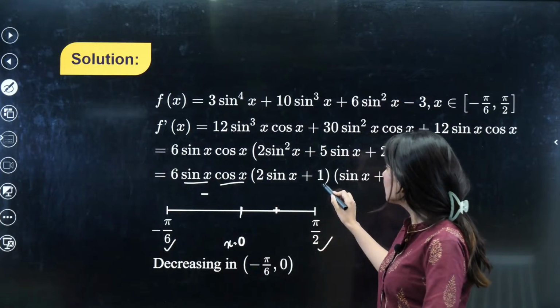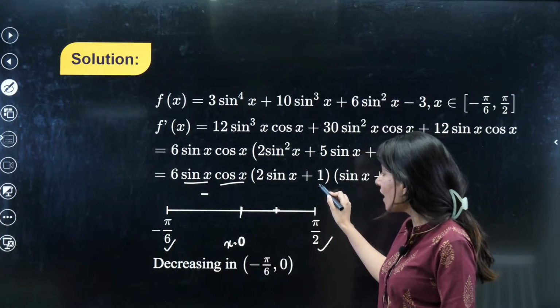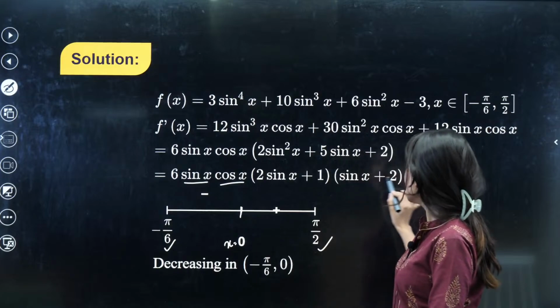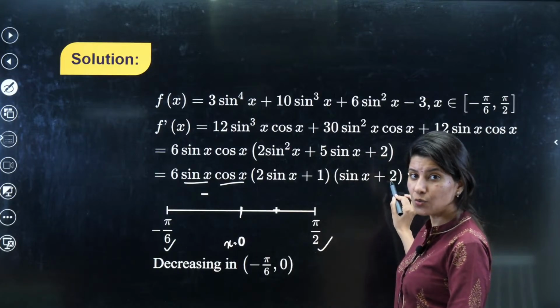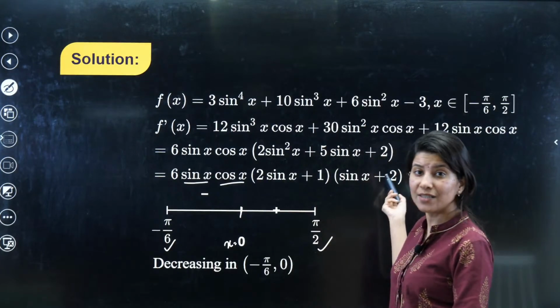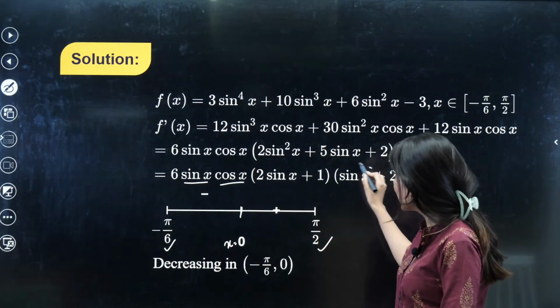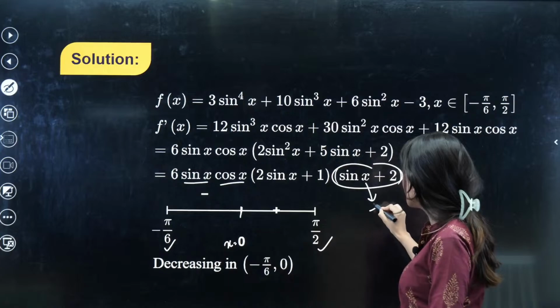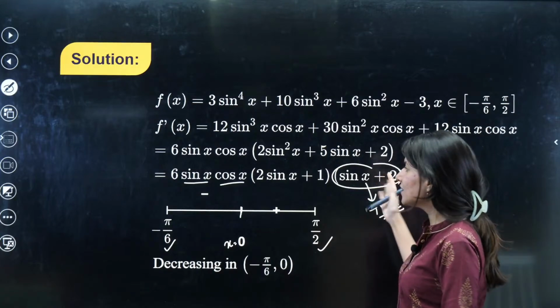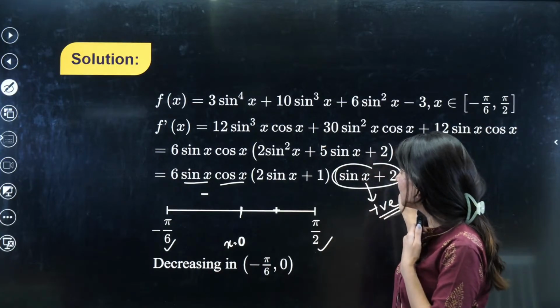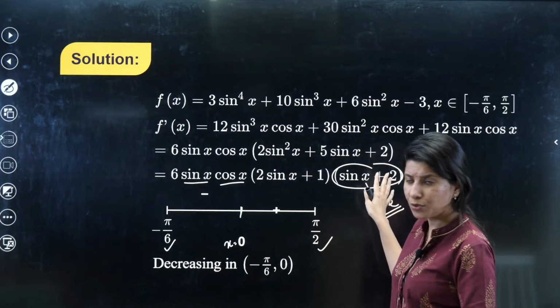2 sin x plus 1 equals 0, that means sin x equals minus half, so this is minus pi by 6. Sin x is equal to minus 2? Okay, sin x equal to minus 2 is not possible, so this will not give me anything. In fact, if you carefully observe, this is always going to be positive. So this is not at all a problem.